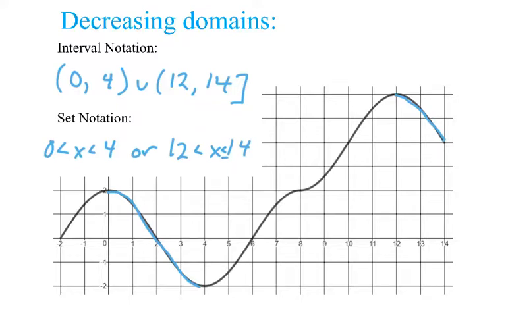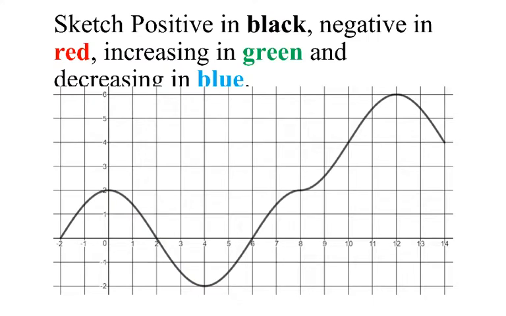All right. So what I want to do here is I'm going to sketch this with the increasing in green, the decreasing in blue. All right, and then I'm also going to layer when it's positive in black on top. That's not very good, but you get the idea. And then negative in the red.